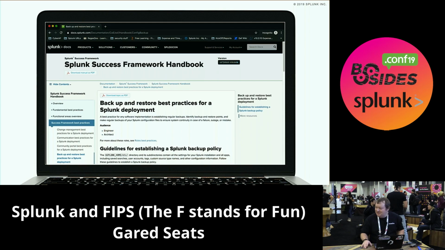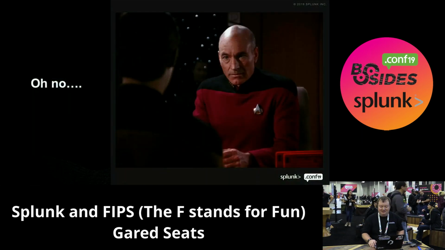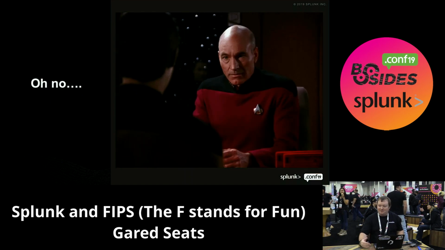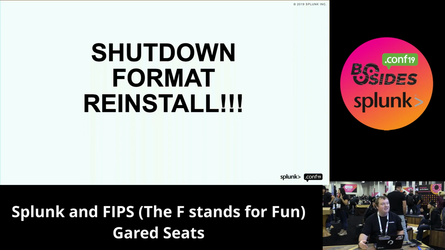Why would you need to do that? Why would you need to, oh no. That's right, because if you're not running in FIPS mode in Splunk, you have to start over. You have to shut down, format, reinstall, doo-dah. Because Splunk cannot be run in FIPS mode unless it's done at boot time. Remember I said that a bunch of times at the beginning? Splunk has to be running in FIPS mode at start, first boot. So if it's not, you have to completely uninstall Splunk, check backups.